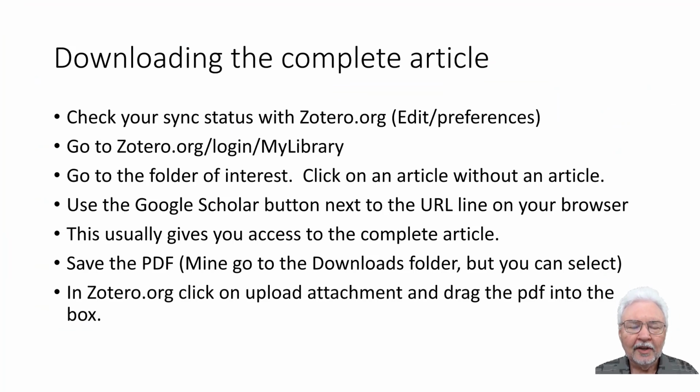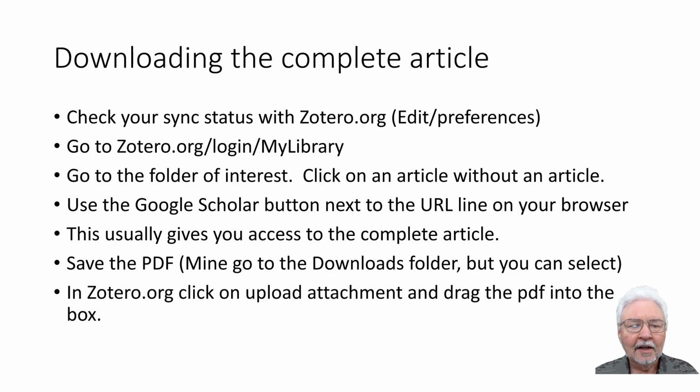We need to get the complete article. In order to do that, it's a little complicated, but the simplest way I've found to do this, and there may be others as well, is to use Zotero.org and the Google Scholar button. So first, make sure that your sync status is correct. We'll go through an example in a minute.